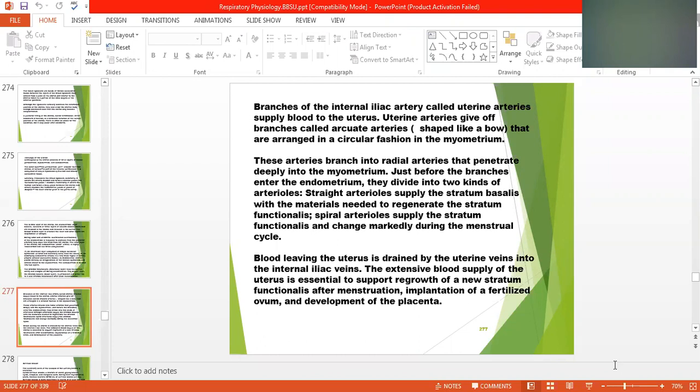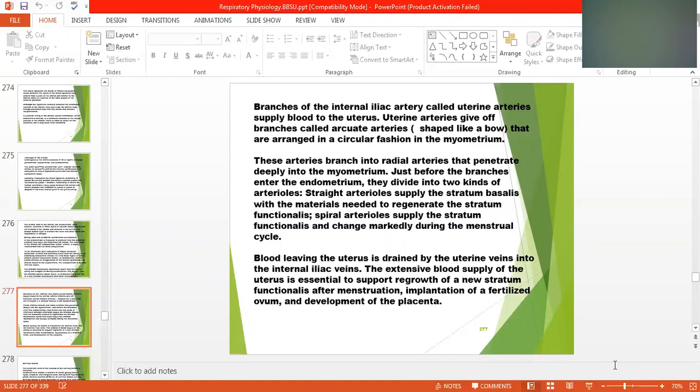The uterine artery gives off branches called the arcuate arteries, shaped like a bow, that are arranged in a circular fashion in the myometrium. Myometrium means muscles of the uterus. These arteries branch into radial arteries that penetrate deeply into the myometrium.